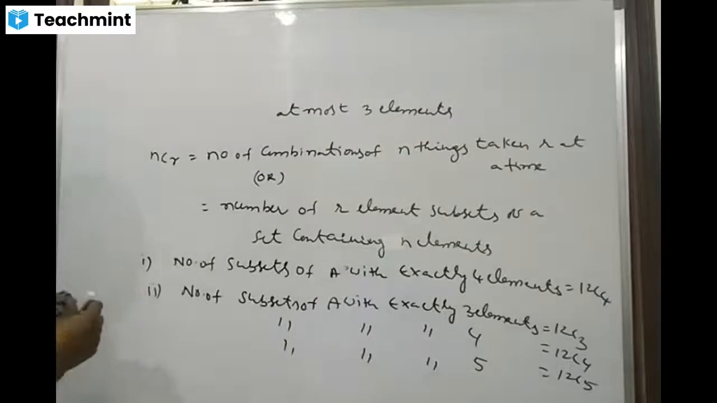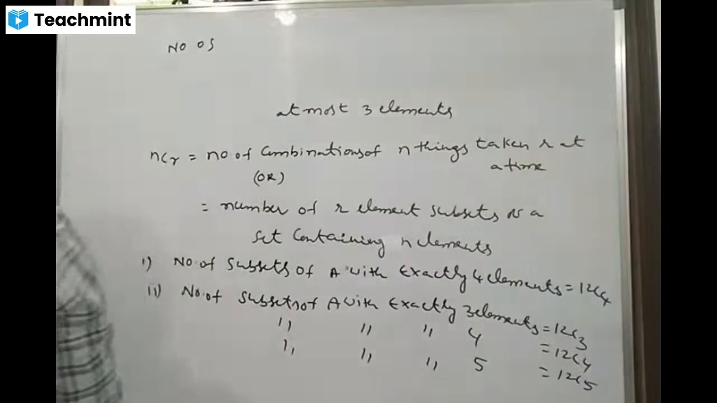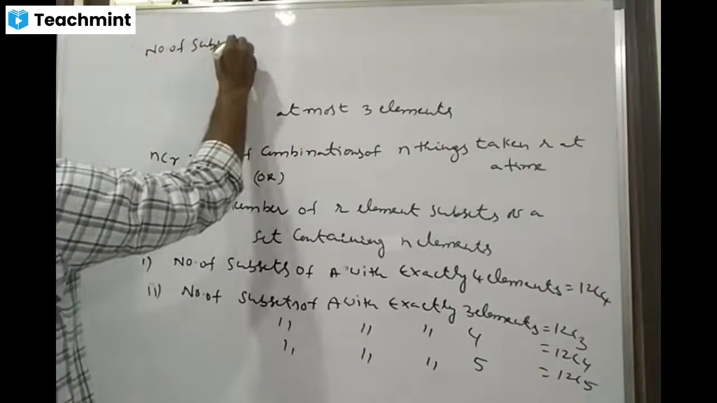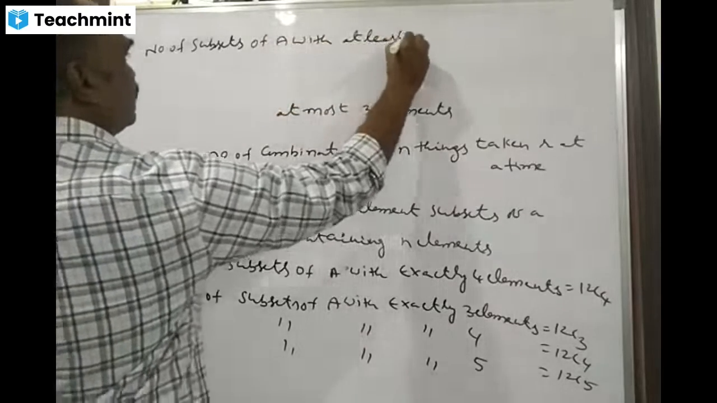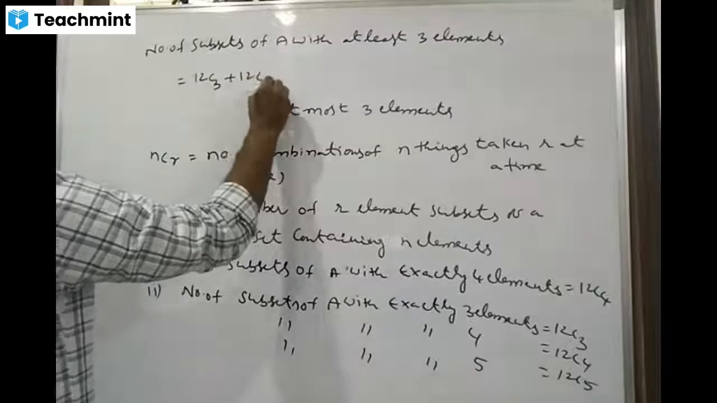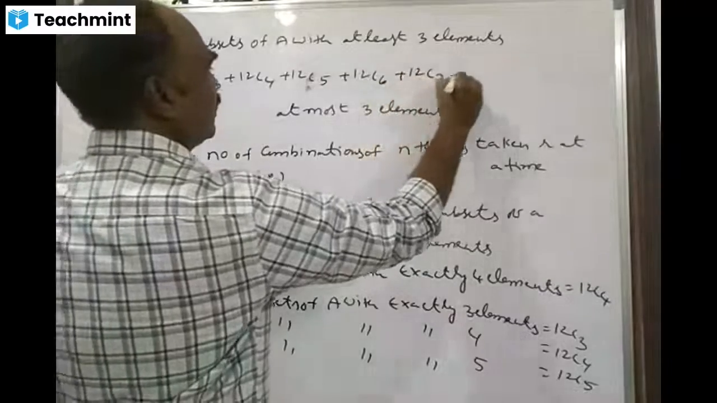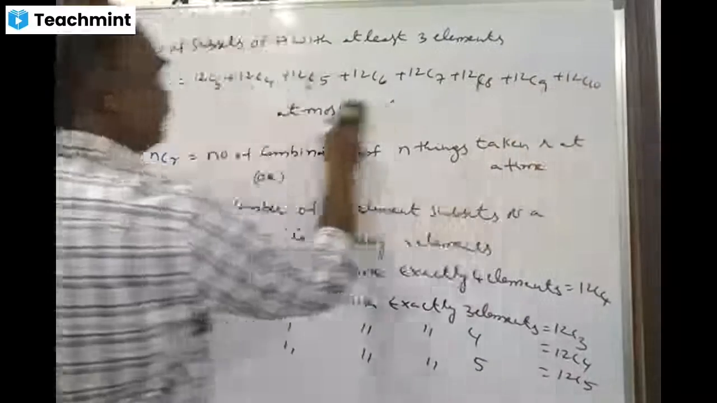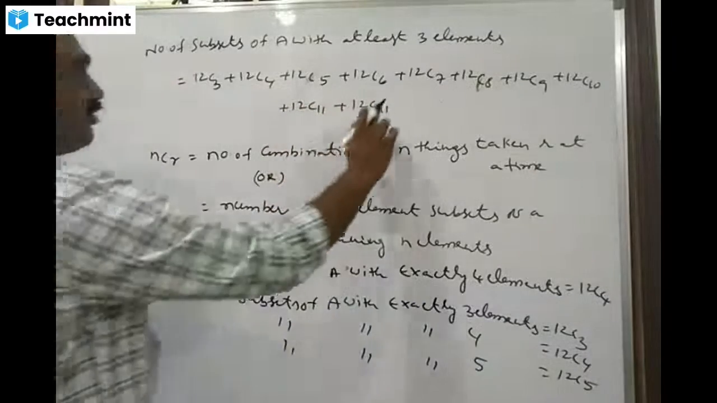Friends, the number of subsets of A with at least 3 elements is equal to 12C3 plus 12C4 plus 12C5 plus 12C6 plus 12C7 plus 12C8 plus 12C9 plus 12C10 plus 12C11 plus 12C12. So this is the answer, friends.